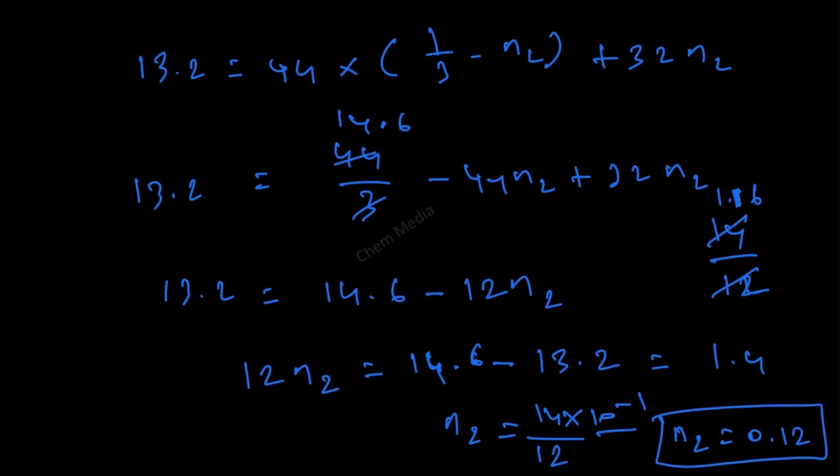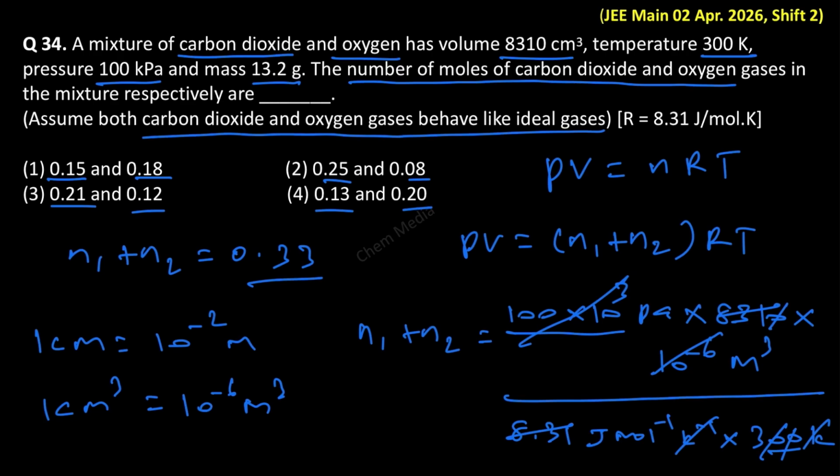If N2 value is 0.12, then N1 value has to be 0.21, which means option 3 is correct.